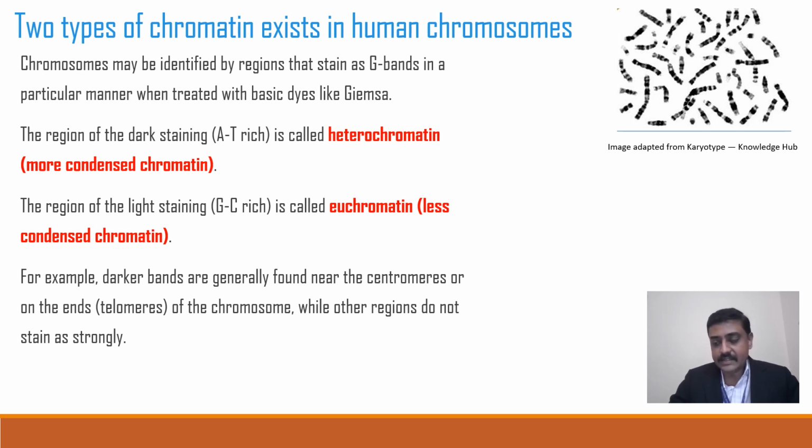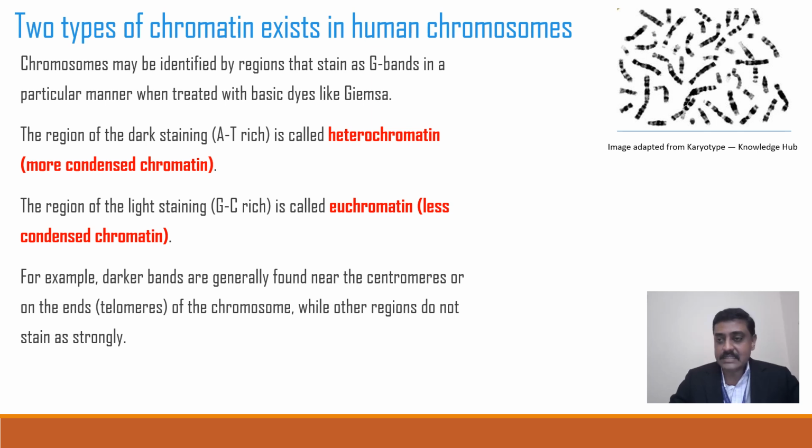In the chromatin, thread-like structures which are present in the chromosomes can be further categorized as heterochromatin or euchromatin. What is heterochromatin? Heterochromatin represents the darkly stained regions which are said to be AT rich. Euchromatin represents the lighter stained regions which are said to be GC rich. This kind of staining is attained because of the usage of basic dyes which interact with the negatively charged phosphate groups of the DNA molecule.